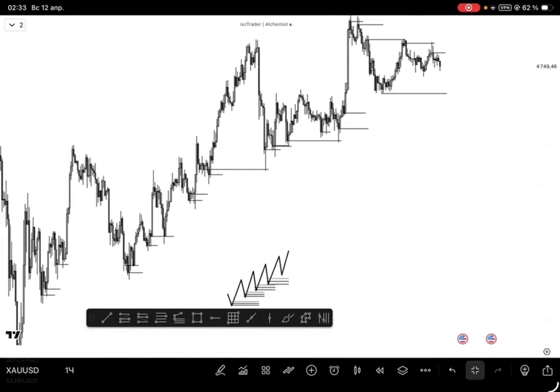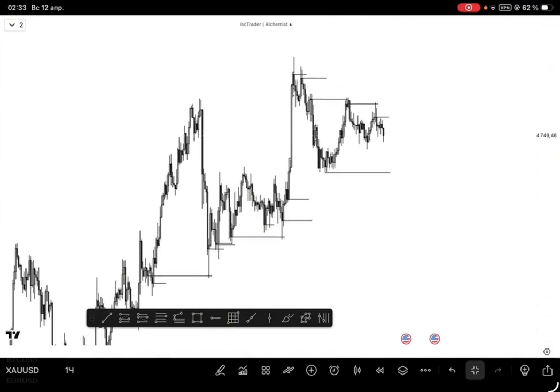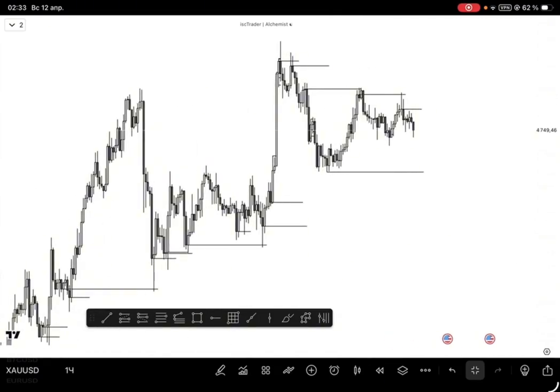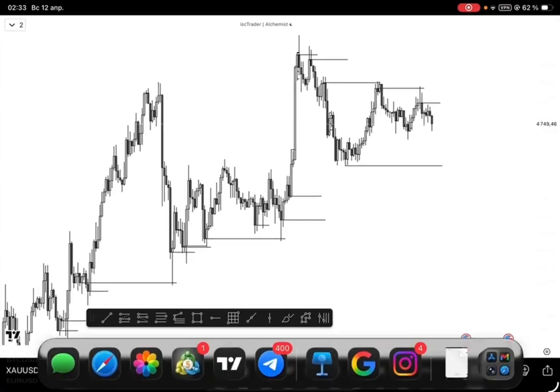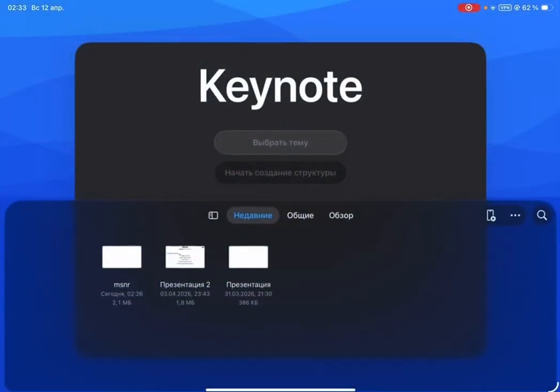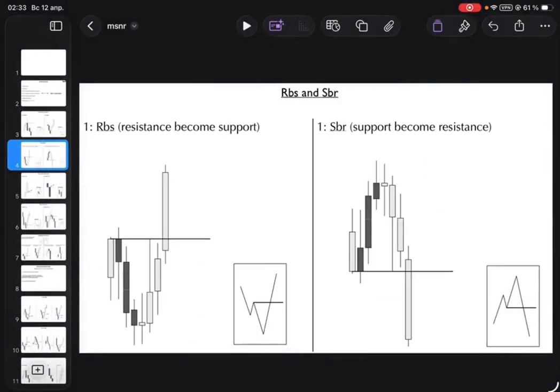Right now, there are a lot of support zones in the market. There are also a lot of resistances. Okay, for now, please don't focus your attention on this. We will also study these in detail later. Okay, next up, RBS and SPR zones.